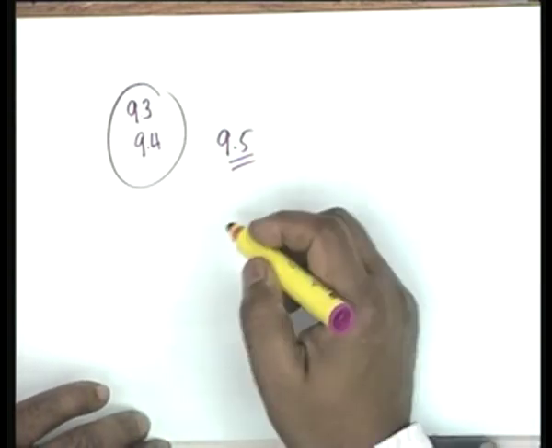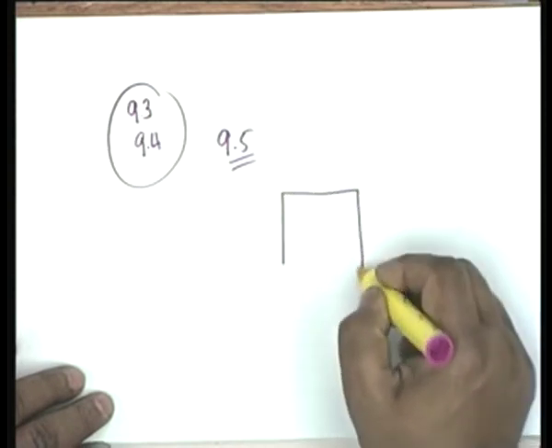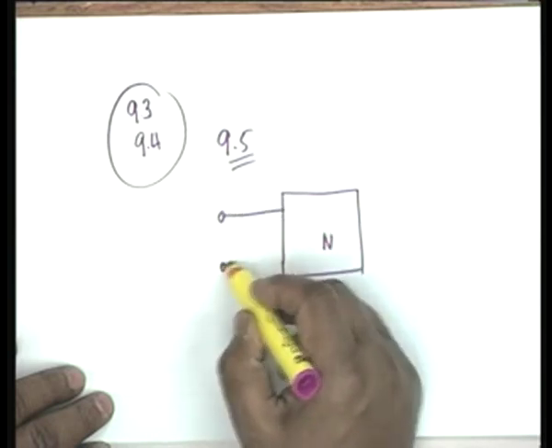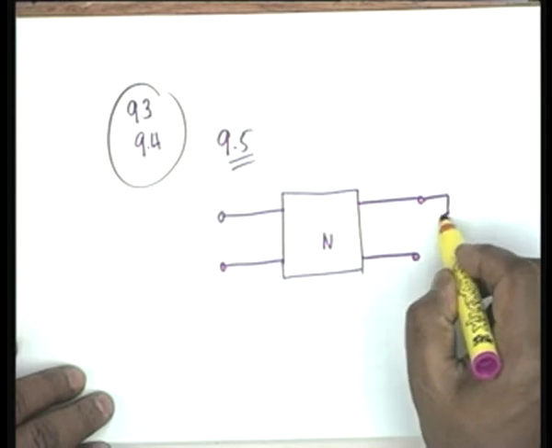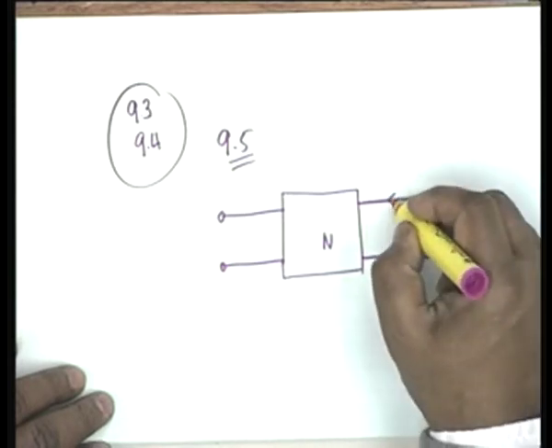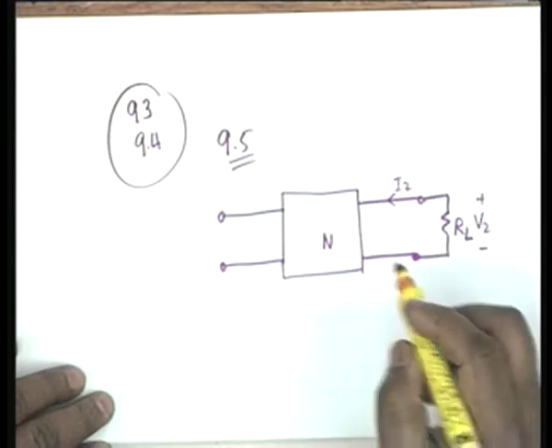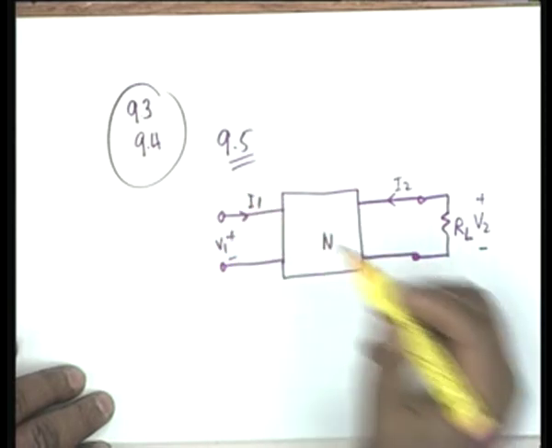Problem 9.5. For the circuit shown, we have a network N, a 2-port network, and port number 2 is terminated in RL. This is I2 and this is V2. This is V1 and this is I1.